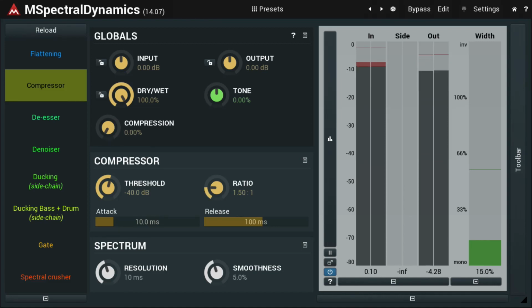This light version comprises exactly the same processing engine, core preset configurations and top-level controls as MSpectralDynamics, but at a much more affordable price point.